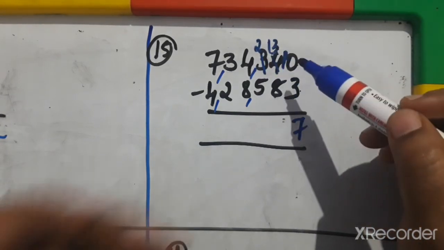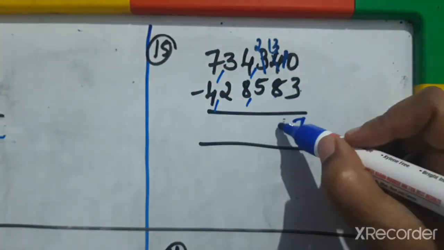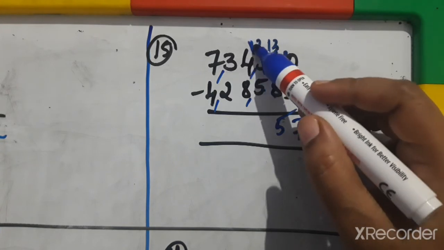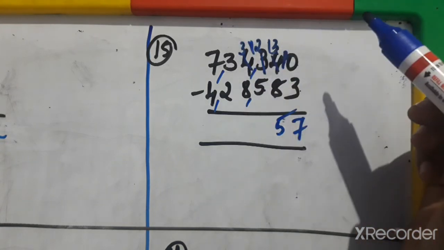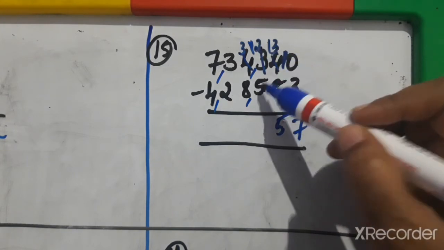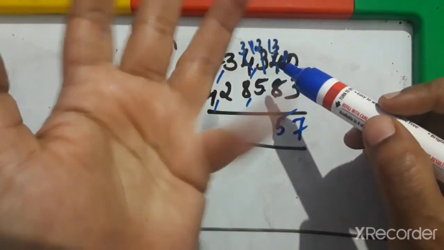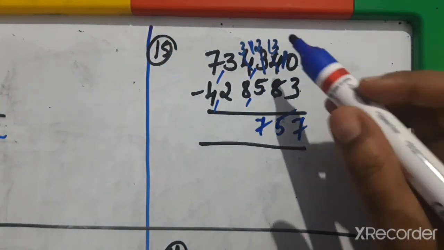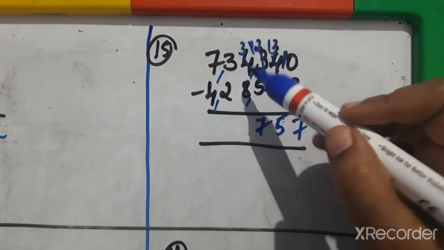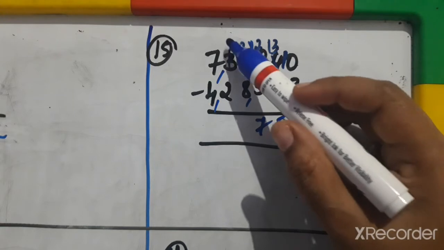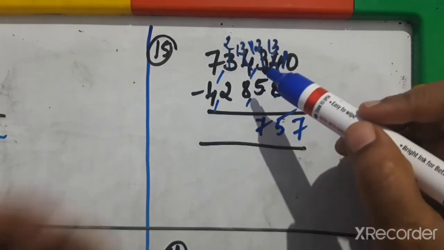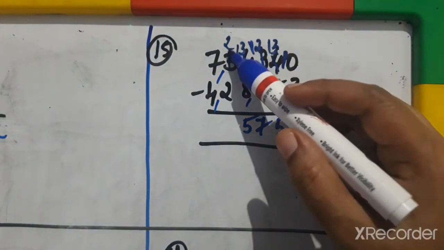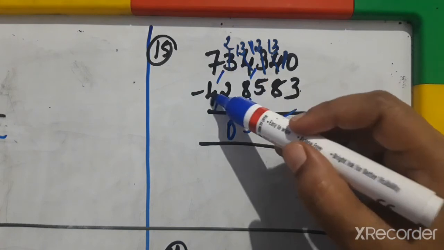Now 13 minus 8 means 9, 10, 11, 12, 13. How much? 5. Now 2 minus 5 again we can't subtract it. Borrow 1 from the next number. So here it will become 12 and 4 will become 3. Now 12 minus 5 means 6, 7, 8, 9, 10, 11, 12. So how much? 7. Okay. Now 3 minus 8, again we can't subtract, borrow 1 from here. So it will become 13 and here 2. Now 13 minus 8 means 9, 10, 11, 12, 13. How much? 5. Now 2 minus 2 is 0. 7 minus 4 is 3.